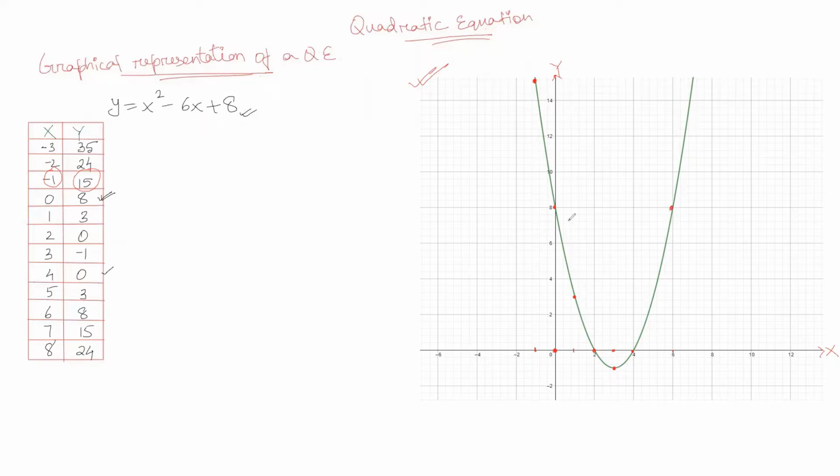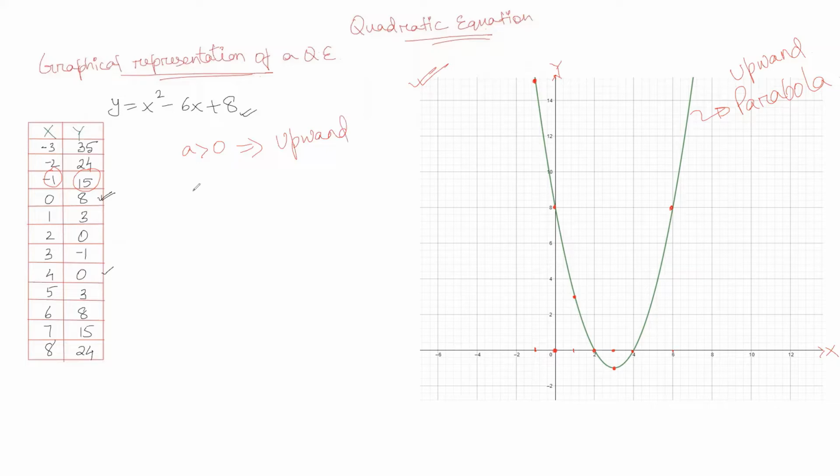If we join all these points, we get this graph. This graph has a name, and we call it a parabola. Since this graph is pointing upward, it is called an upward parabola. In this particular quadratic equation, we have considered the leading coefficient, a, to be greater than 0. That's why we are getting an upward parabola.